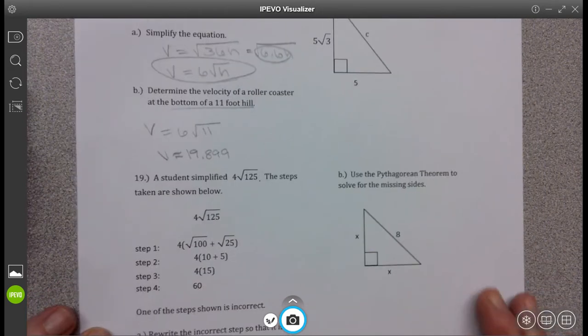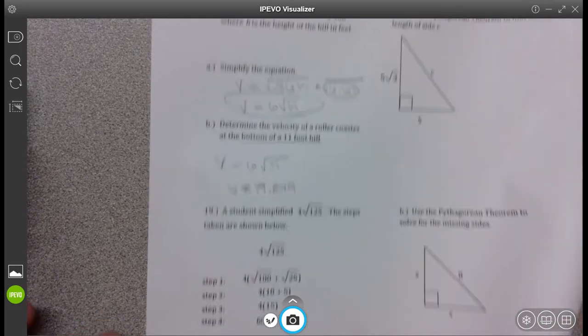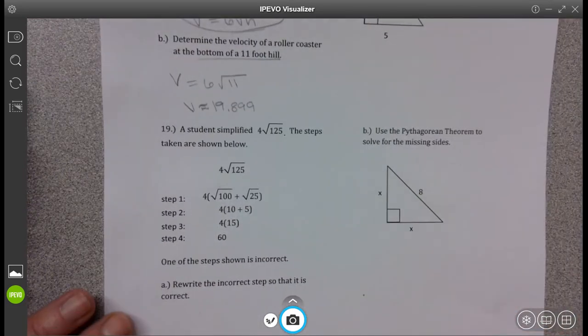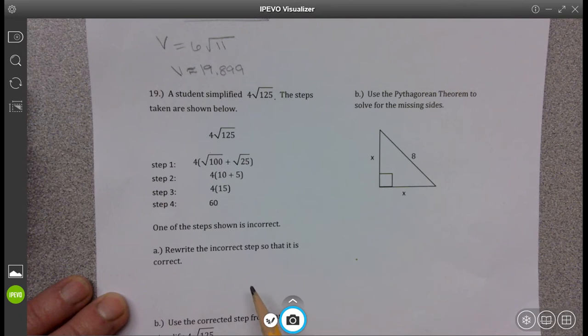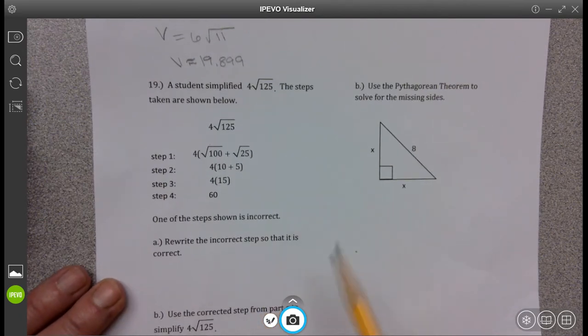Okay. Number 19, a student simplified 4 root 125. The steps are shown below. One of the steps is incorrect. Rewrite the incorrect step so that it is correct.